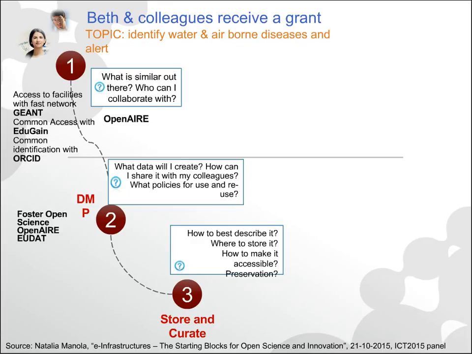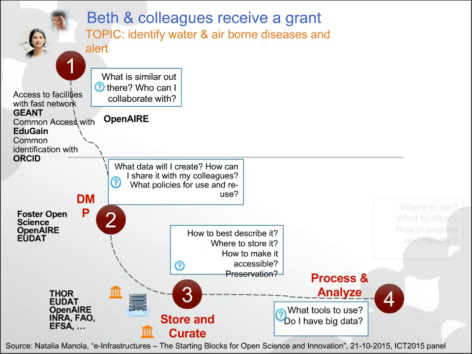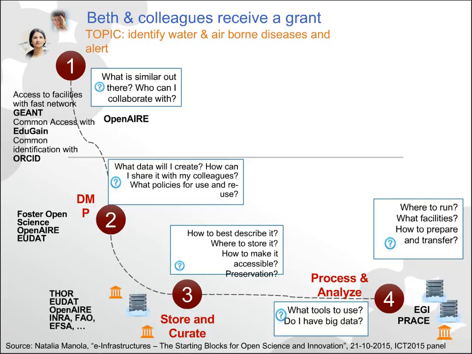The question will also be where to store the research data, how to describe them in the metadata, how to preserve, how to provide long-term preservation, how to curate them. And here some infrastructures and projects come into place like Tor, EUDAT, OpenAIRE, INRA, FAO, and other infrastructures. Questions will occur, what tools can be used to process and analyze the research data? Where can they be run? What facilities are available? How can the data be transferred? And infrastructures like EGI, European Grid Infrastructure, and PRAISE are dealing with these questions.